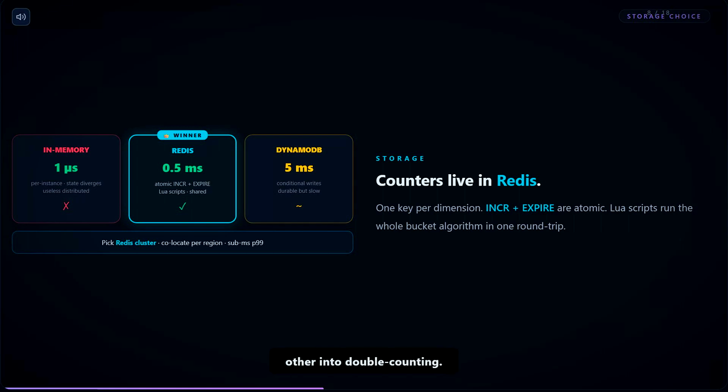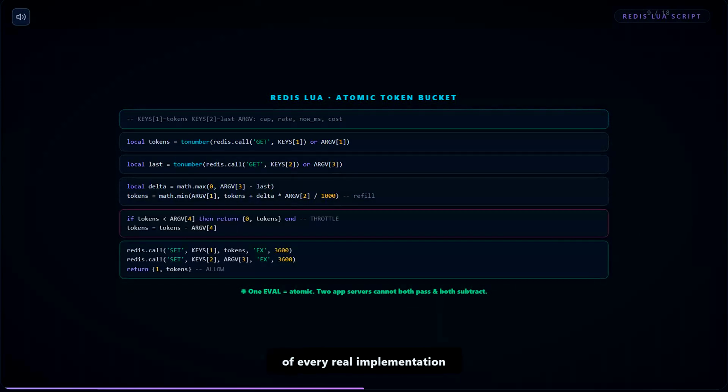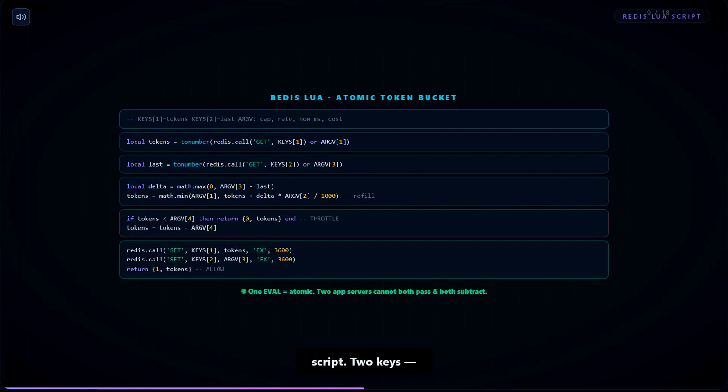Here is the heart of every real implementation, a token bucket as a Redis Lua script. 2 keys as current tokens, and last refill timestamp. Inputs: refill rate, bucket capacity, requested tokens. Step 1, read current tokens and last refill from Redis. Step 2, compute how many tokens to add based on time elapsed since last refill, capped at capacity. Step 3, if available tokens are at least 1, subtract, write back, return allowed. Else, write back the updated count, return throttled with seconds until next token.